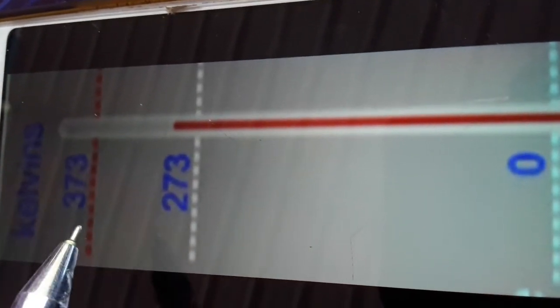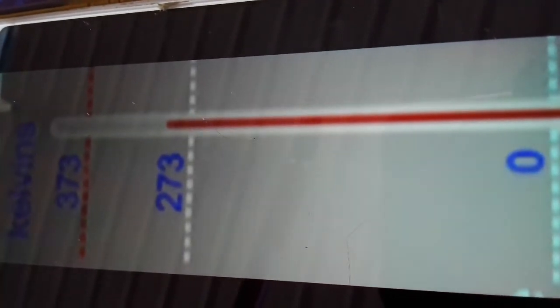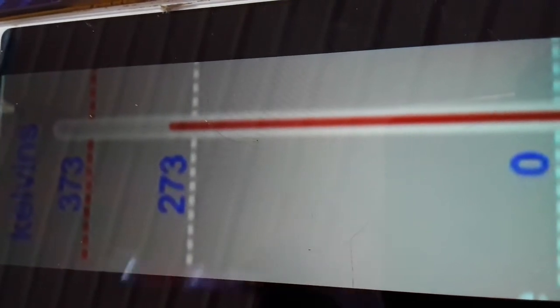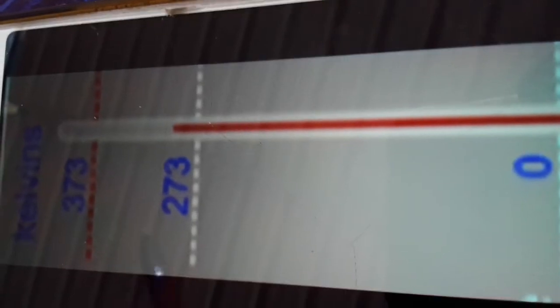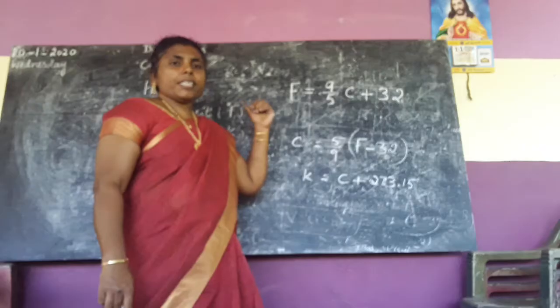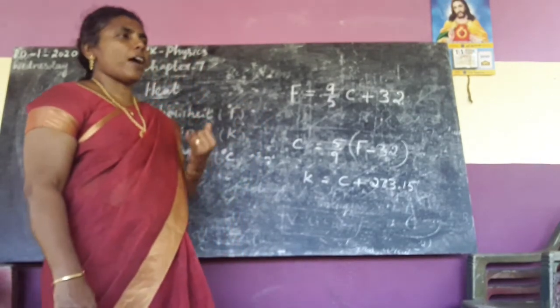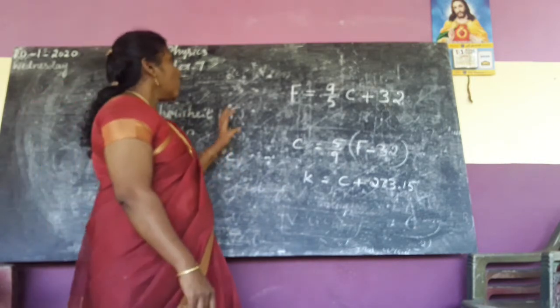Here also a formula is there. By using the formula, I will explain now. 3 formulas are there. Celsius to Fahrenheit, Fahrenheit to Celsius, and Celsius to Kelvin and Kelvin to Celsius. Now I will explain on the blackboard. Learn about different scales of temperature. What are the different scales? Fahrenheit, then Celsius, then Kelvin.